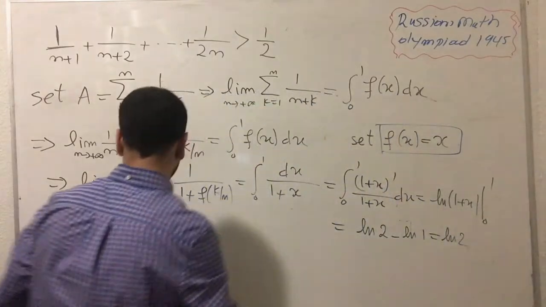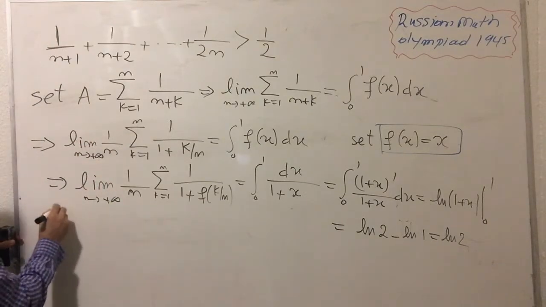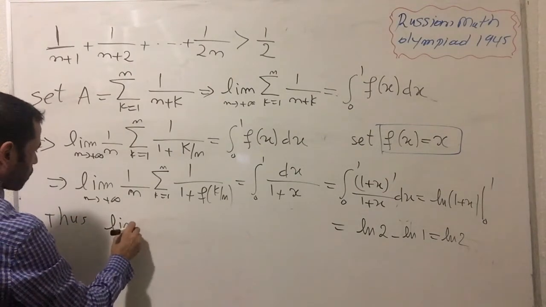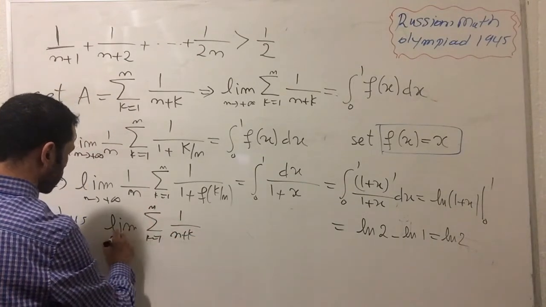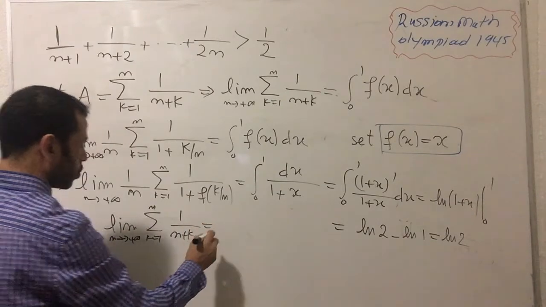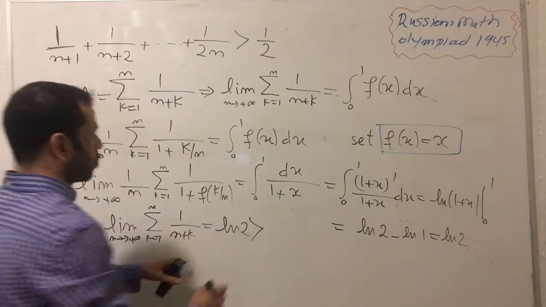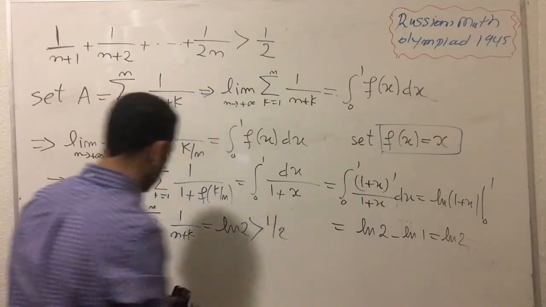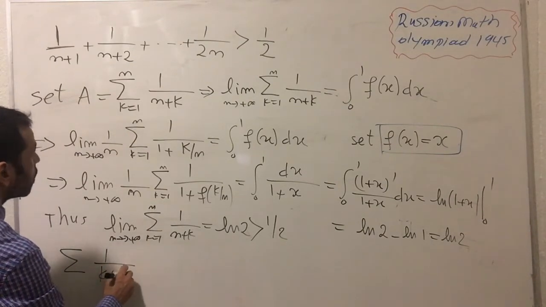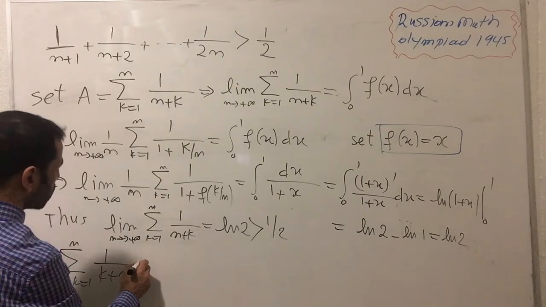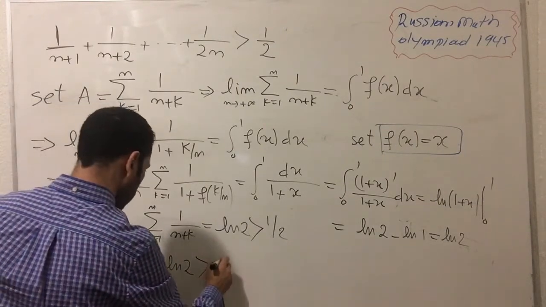Now we put this into the limit, so the limit of this sum, 1 over n plus k, as k goes from 1 to n, as n approaches infinity, equals natural log of 2, which is greater than 1 over 2. Therefore, the sum of 1 over k plus n, as k goes from 1 to n, is greater than natural log of 2 and is greater than 1 over 2.